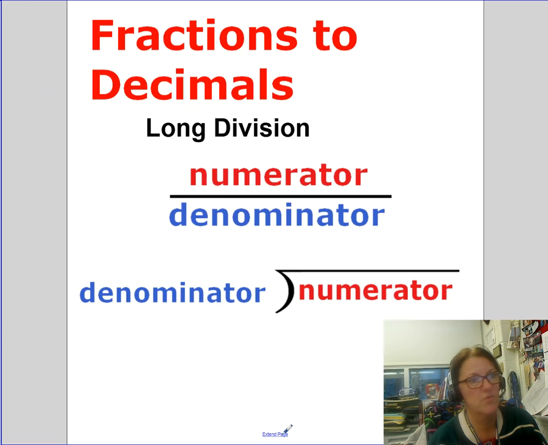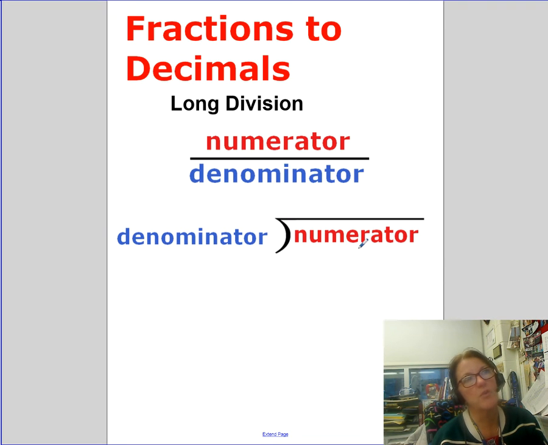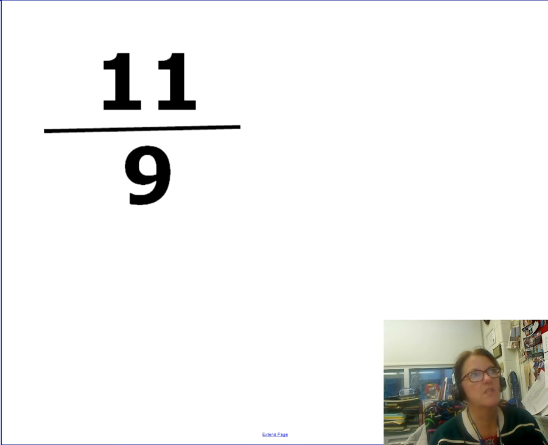Numerator, denominator means take that numerator and divide it by the denominator. Numerator divided by the denominator. Now that looks gross with those words, but let's look at what this means. 11/9, okay, really means this. 11 divided by 9. You can do this. Put your decimal point in right there first so we don't lose anything.